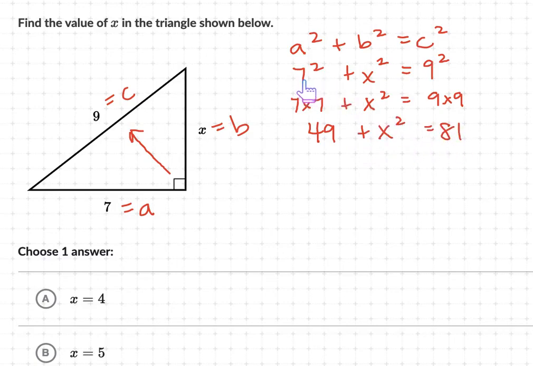Biggest mistakes that people make is making this into 7 times 2. It's not 7 times 2. It's not 14. And this is not 18. It's 9 times 9, 81.